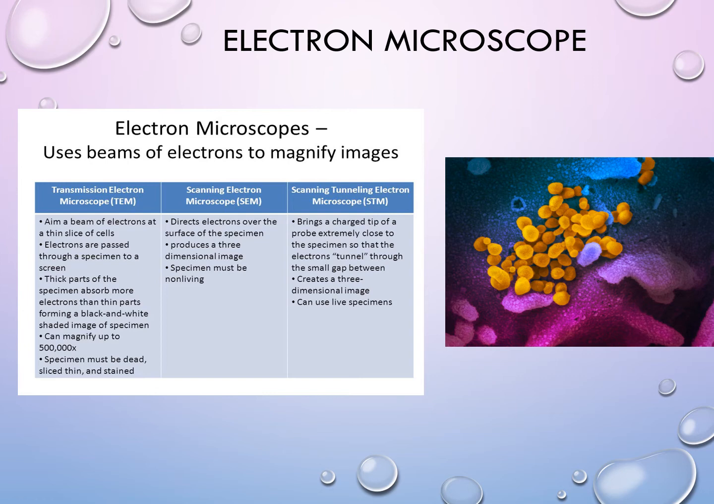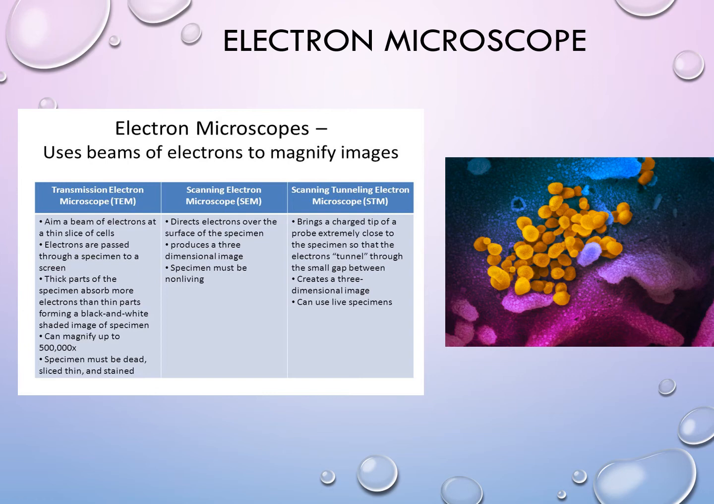So up to 0.2 micrometers. And the electron microscope, as you would probably guess, uses a beam of electrons instead of light. This is how we get higher resolving power, because those electrons have a shorter wavelength than regular light does.